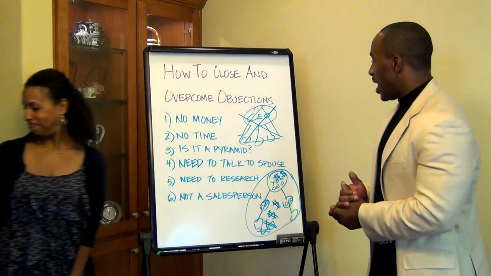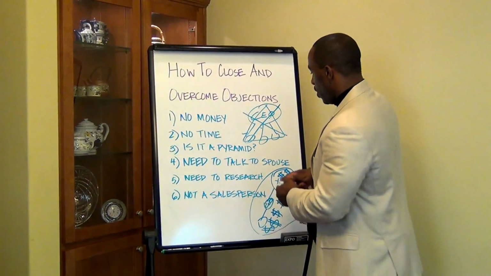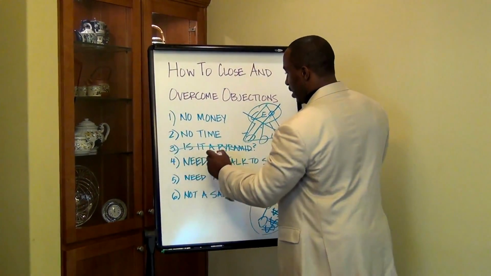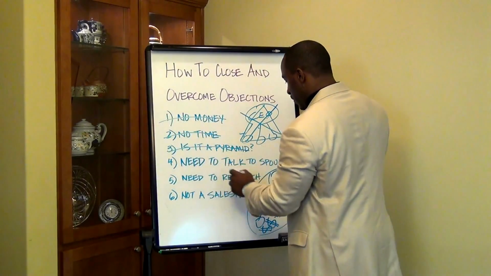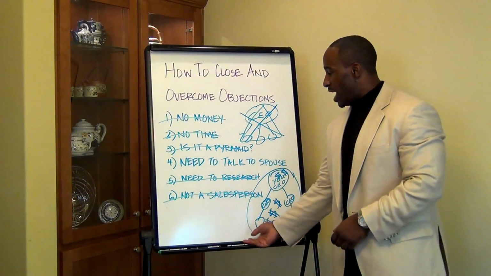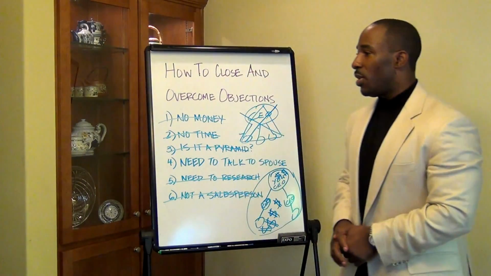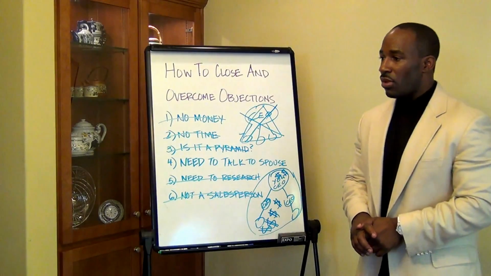All right. And then we have, so we pretty much, we've done the pyramid. We've done the no time. We've done the no money. We've done the research. And we've done the salesperson. Now, last one to do is how we're going to do the spouse. All right. So let's come on up here. We're going to bring up, what do you have here?